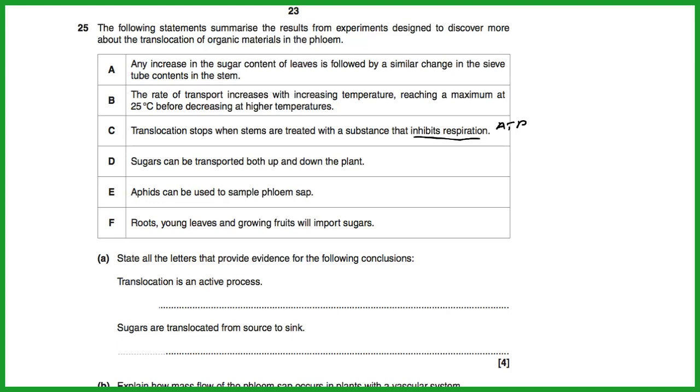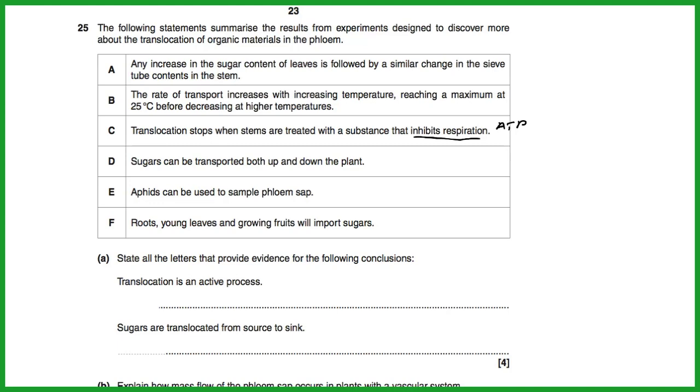Aphids can be used to sample phloem sap, and roots, young leaves and growing fruits will import sugars, which they will either use for respiration or growth, or they could use for storage. So in parts of the roots, you have storage organs called tubers, like potatoes, where you store the sugars as starch.